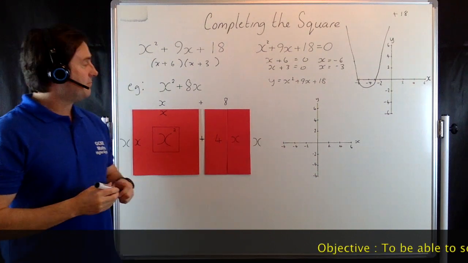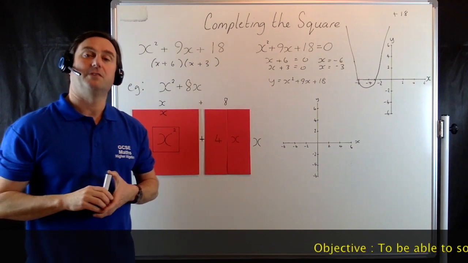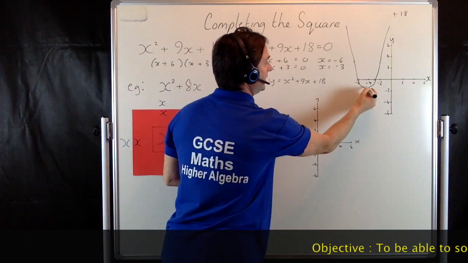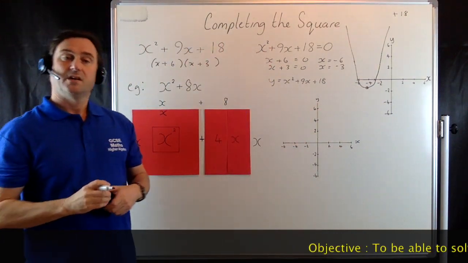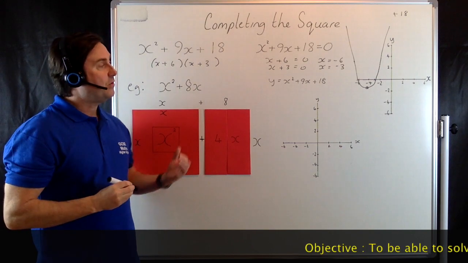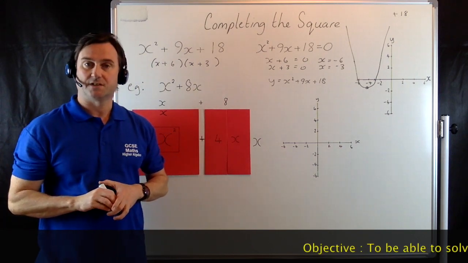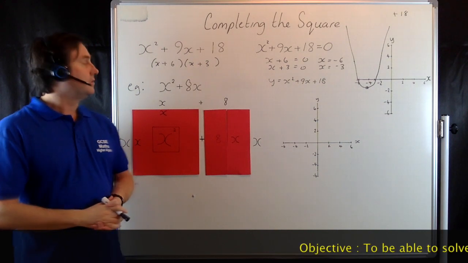But is there a better way of doing that? Because one thing I do not know about that graph is this point here, the vertex of the graph, the minimum point of that curve. And what I want to do is use completing the square to show you how we can also find that vertex of the curve.